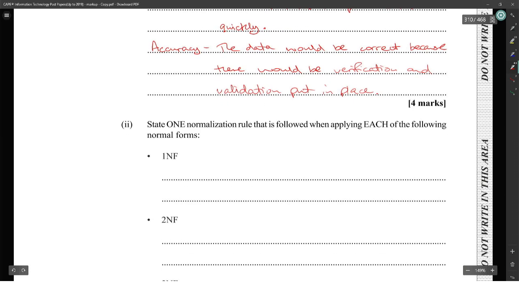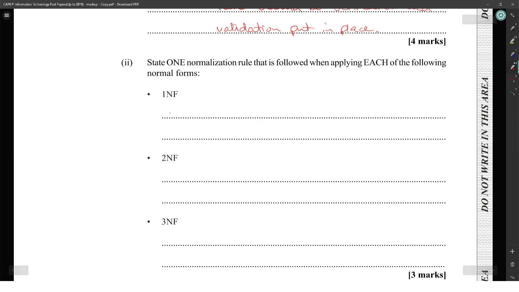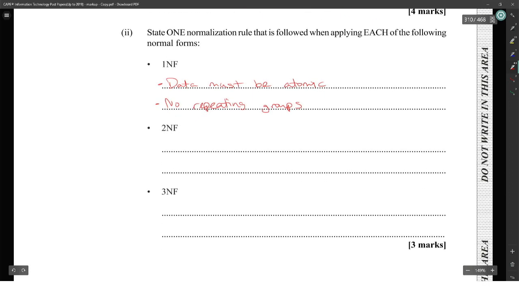Now state one normalization rule that is followed when applying each of the following normal forms. First normal form, second normal form, third normal form. First normal form, easy one: data must be atomic, or there must be no repeating groups. Second normal form, I gather they don't want you to put that it must be in first normal form. That would be a little cheap, I think. Second normal form: all non-key attributes must depend on the whole primary key. And three, there can be no transitive dependencies.